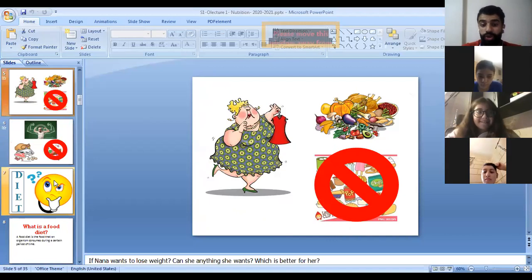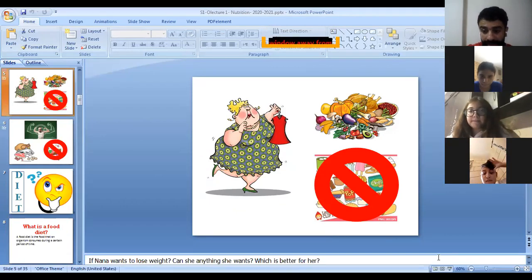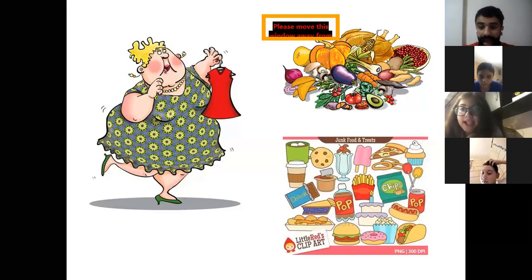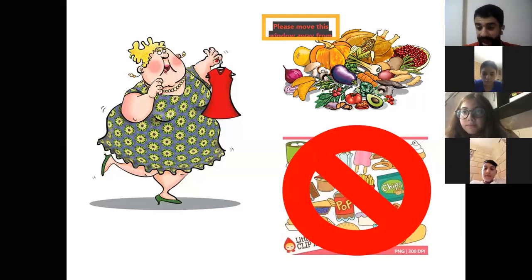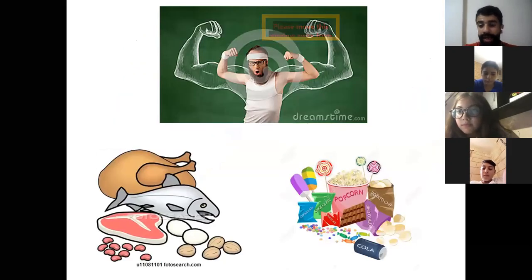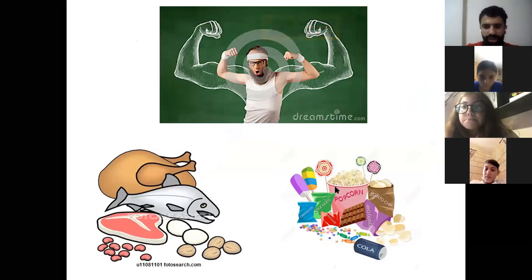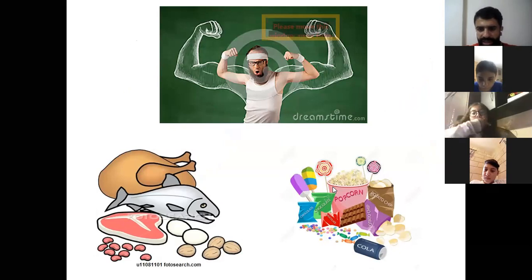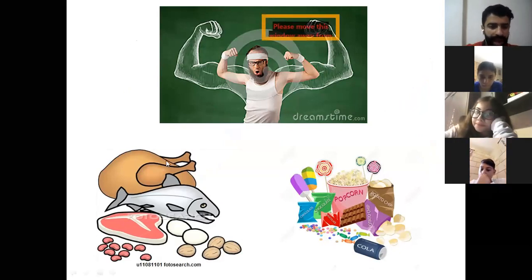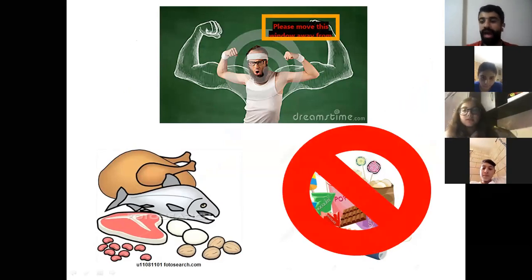If Nana wants to lose weight, can she eat anything she wants? Sure not. She has to eat healthy food. She's not going to eat chips, popcorn, ice cream, hot dogs, burgers, and so on. She has to eat healthy food and not fast food. So let's see, Adam wants to build muscle. What should he eat? Popcorn, potato chips, chocolate, cola, or healthy food like chicken, meat, eggs, and fish? Sure, he's going to eat healthy food.